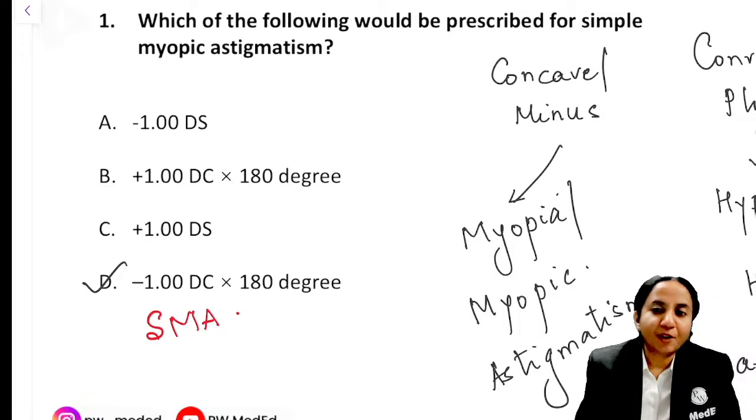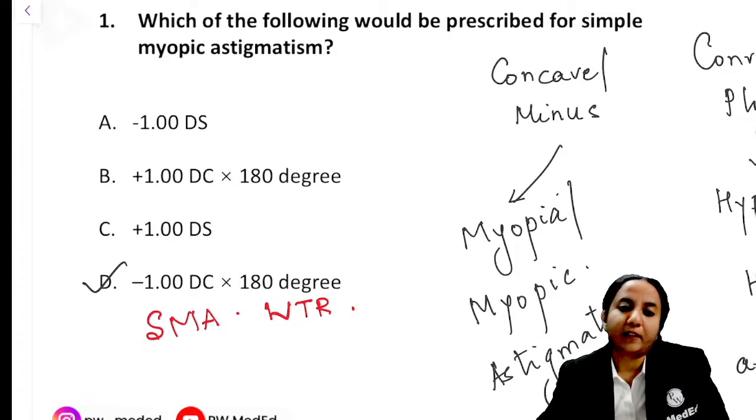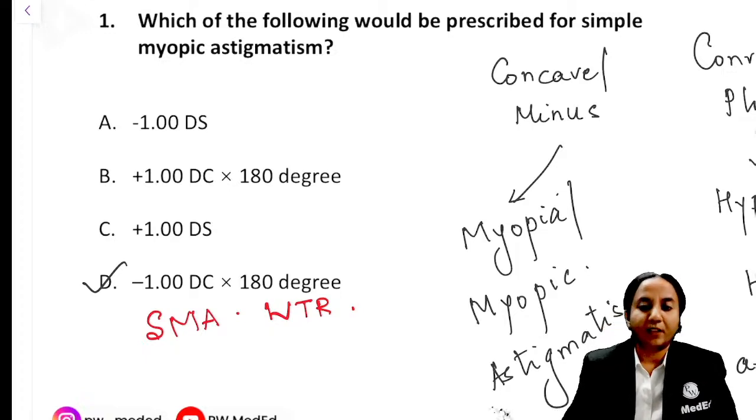Vigneshwaran, I'll just answer your question. Just give me a minute. Correct. This is minus cross 180, so it is with the rule. Right? So it is minus cross 180, so this is SMA WTR.